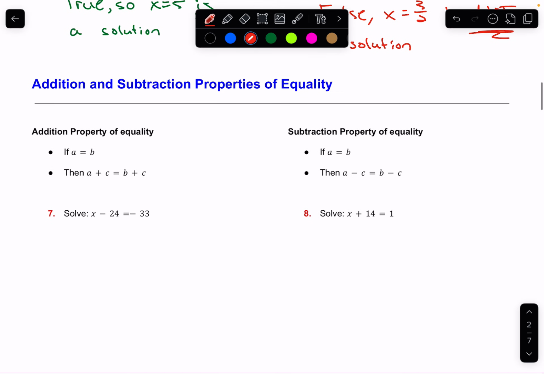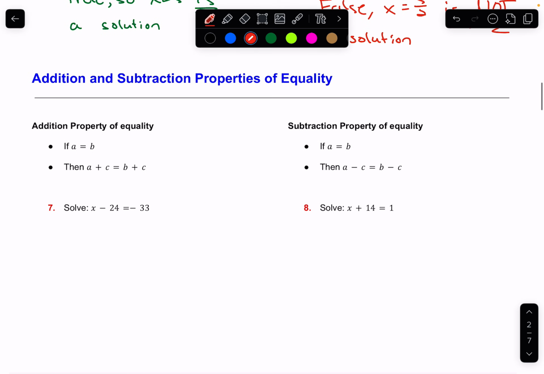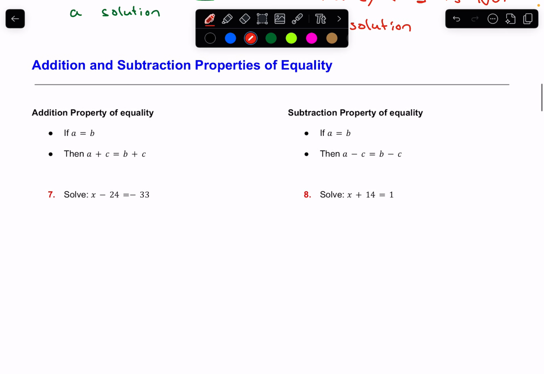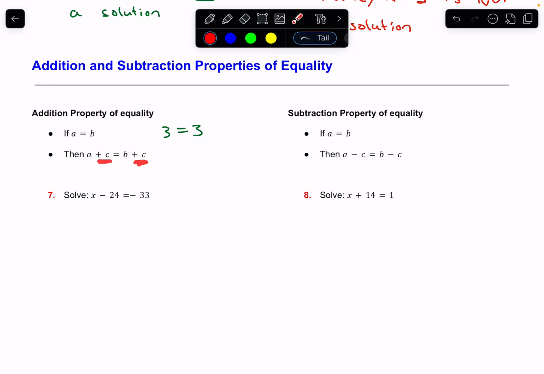All right, now we're going to learn how to actually solve. So first, addition and subtraction properties of equality. If you have an equation, like let's say A equals B, so for example, 3 is equal to 3, that's a true statement. If I add the same number to both sides, so if I say plus C on both sides, for example, instead of 3 equals 3, I have 3 plus 1 equals 3 plus 1. Well, that now says 4 equals 4.